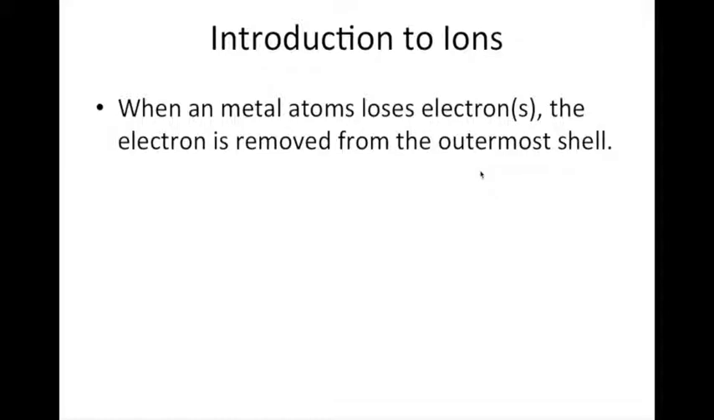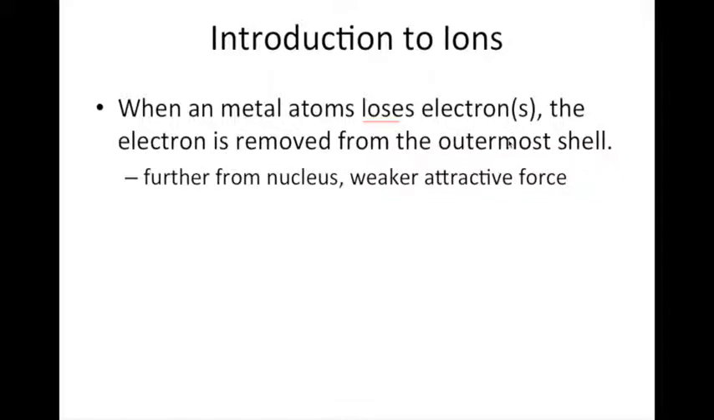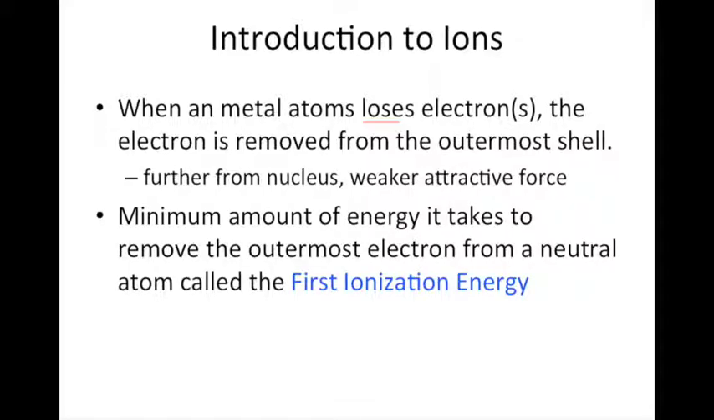So when a metal atom, let's talk about losing electrons for just a minute. When a metal atom loses 1 or more electrons, the electrons are going to be removed from the outermost shell because those are the ones that are held less tightly. They feel a weaker attractive force, of course. The further you get a negative and a positive charge from each other, the less of an attractive force that they feel.